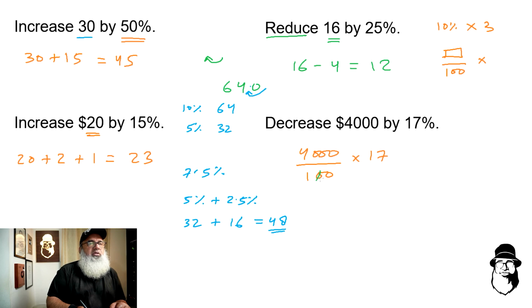Now these two zeros go with these two zeros, and 40 times 17 is 680. Multiplying by 4 is easy. You just double the number twice. Double of 17 is 34 and double of 34 is 68, and you get 680.